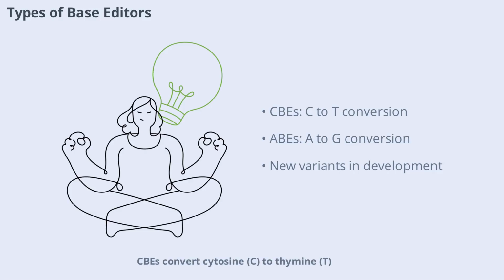There are two main types of base editors: cytosine base editors, CBEs, and adenine base editors, ABEs. CBEs convert cytosine (C) to thymine (T), while ABEs convert adenine (A) to guanine (G). Each type is designed to target specific mutations, expanding the range of genetic diseases that can be addressed. Researchers continue to develop new variants to improve efficiency, specificity, and versatility, making base editing an ever-evolving field.